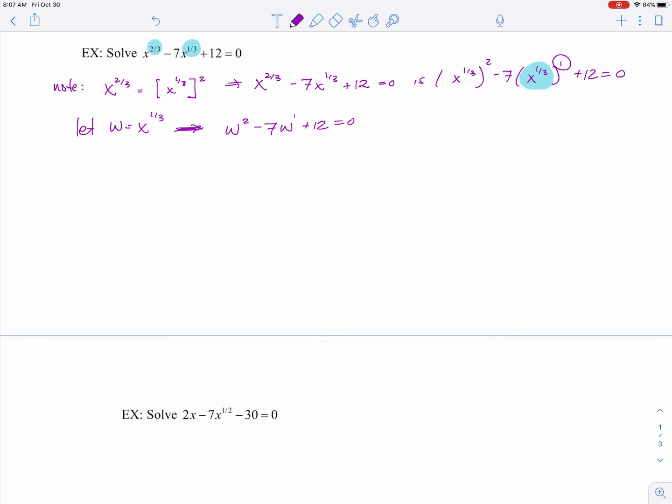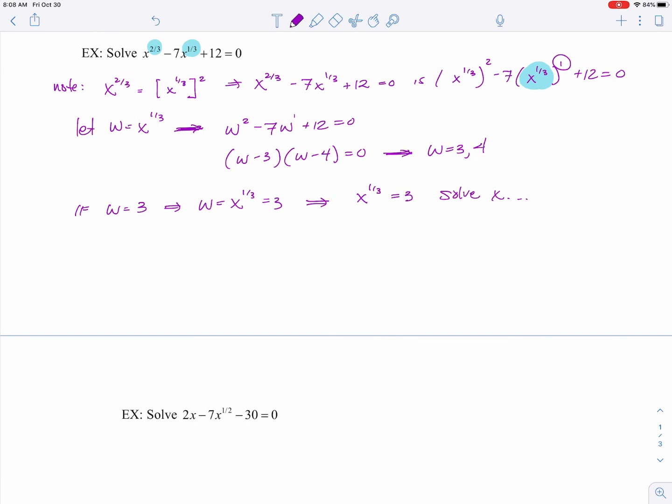And we should be able to factor this one as well. I think w minus 3, w minus 4 will do it. And this implies w equals 3 or 4. So if w equals 3, then w, which is equal to x to the 1/3, is equal to 3, which means that x to the 1/3 is equal to 3. Switching back, now what we have to do is solve for x.